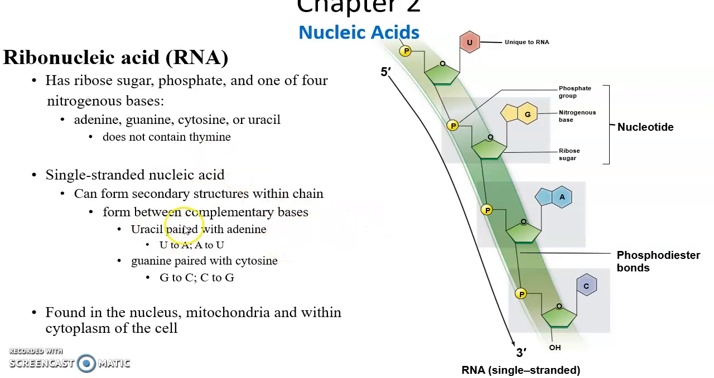But in this case, uracil is going to pair with adenine. So replace the T-thymine with U-uracil. So uracil pairs with adenine, guanine pairs with cytosine. RNA is found in the nucleus, mitochondria, and in the cytoplasm of the cell.